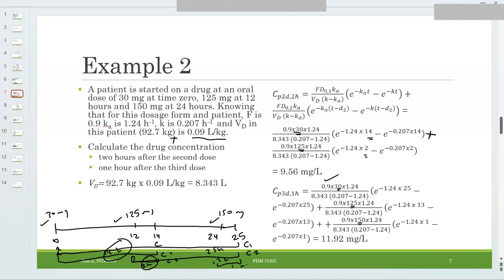And the other difference is in the time, so the first one is 25 hours, the time between concentration and the dose. And then the second concentration resulting from the second dose, we have 13 hours between the level and the second dose, and we have 1 hour between the level from the third dose and the third dose. We calculate the result of each equation and then we add them together. The value should be this amount.